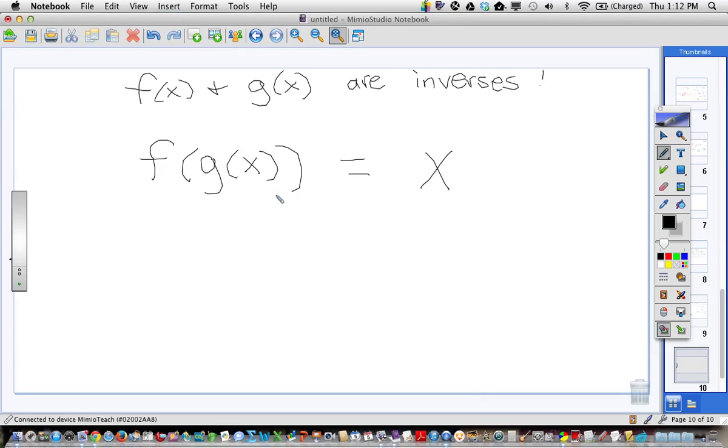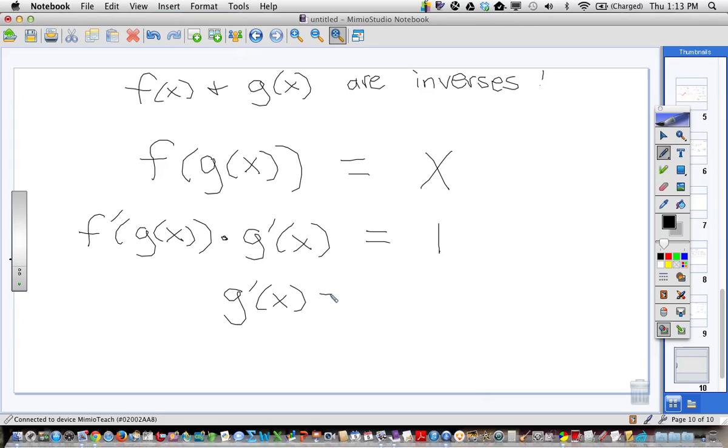Let's do the derivative of both sides, like an implicit differentiation kind of. Do the derivative of both sides with respect to x. Well, here we do a chain rule. So this would be f prime of g of x times g prime of x. And the derivative of x is 1. Now let's divide that whole f prime mess over there.